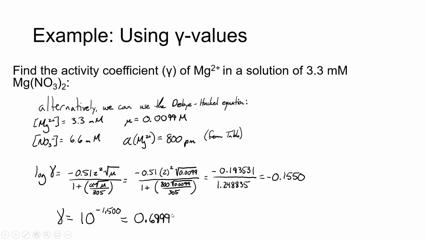But we do see that the activity coefficient value, even though it was only a very small difference in ionic strength, is probably, for the purposes of accurate calculations, a little closer to 0.70 than it is to 0.69. So those are the two methods by which you can find your activity coefficient.